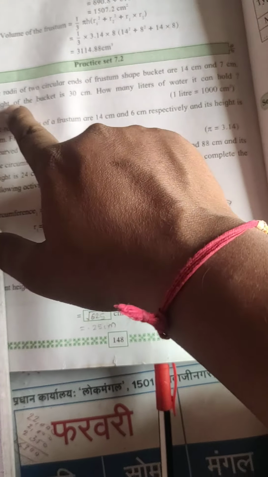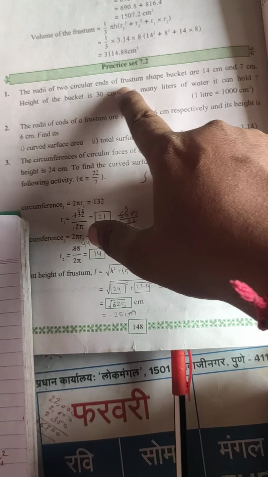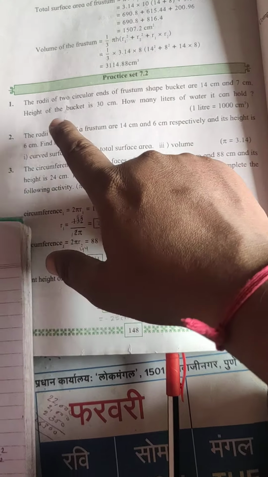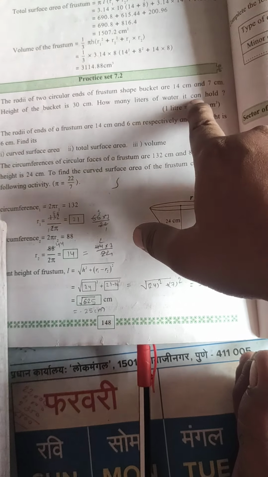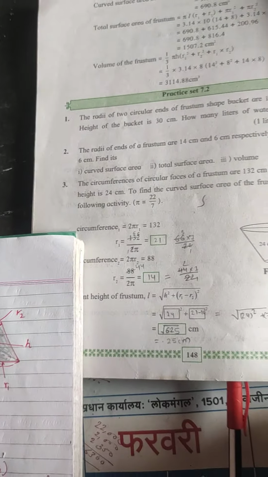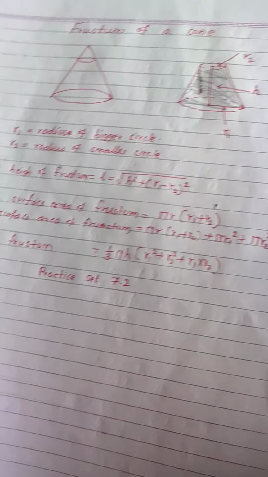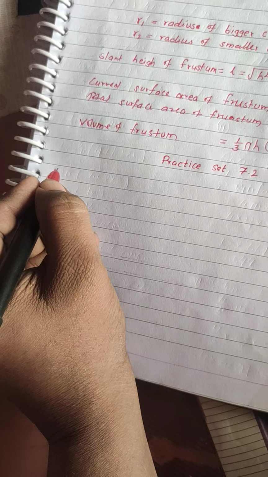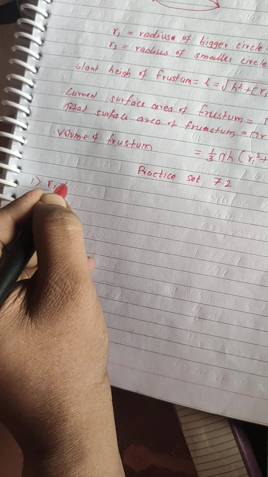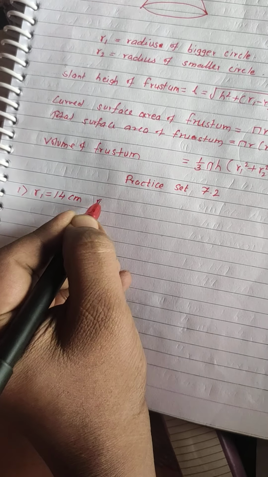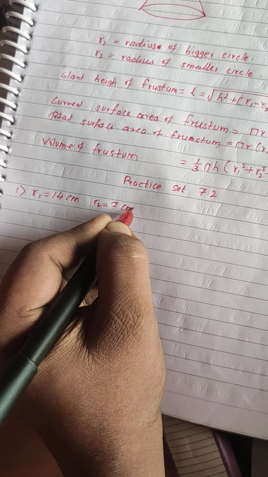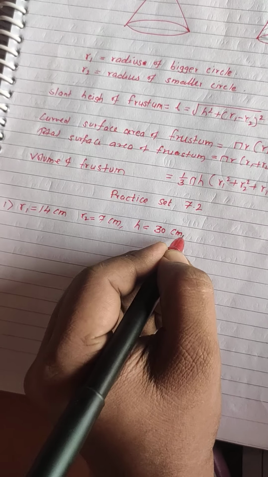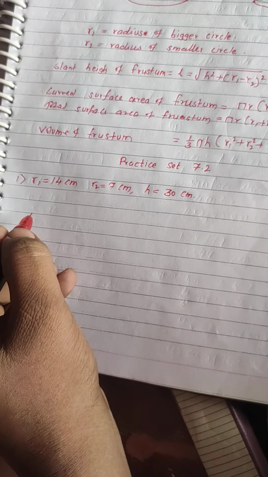Now see the first sum. The radii of the two circular ends of the frustum-shaped bucket are 14 cm and 7 cm. The height of the bucket is 30 cm. How many liters of water can it hold? Correct? So first we write the solution. We take the bigger one as R1. R1 is 14 centimeter, R2 is 7 centimeter, and height is 30 centimeter. Correct?